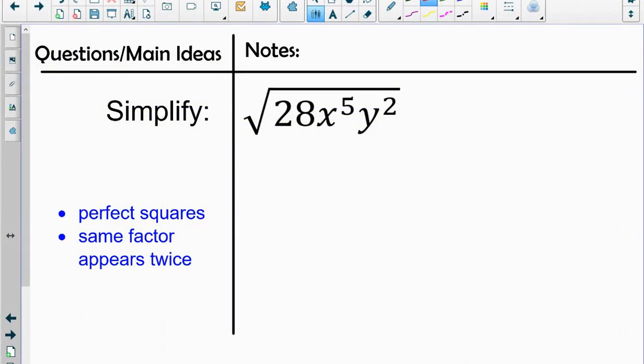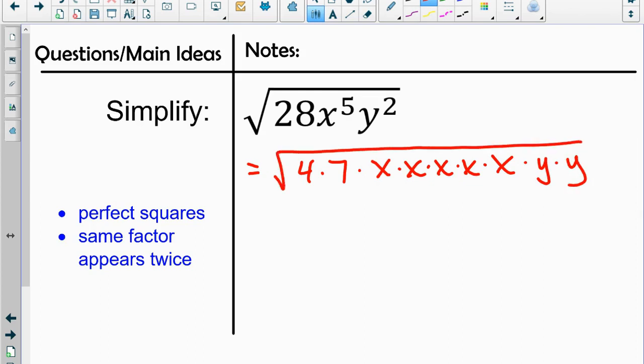So what I'm going to do is rewrite this using 4 times 7 and then all of the x's, so x to the 5th power, and then also the y squared. So that was all inside the radicand. So when I simplify, I do see that I have some factors appearing twice. For example, I have 2 x's, I have another 2 x's, and I have 2 y's. But then I also have a perfect square. It's not that the 4 appears twice, but it's a perfect square because the square root of 4 is exactly 2.